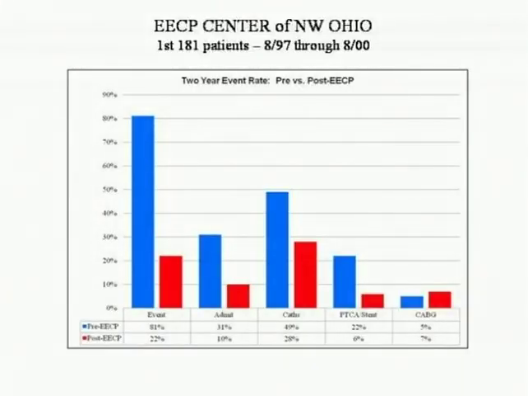Let's look at 2-year event rate before and after undergoing ECP at the ECP Center of Northwest Ohio. Before ECP, this was a sick group. 81% had some form of event, revascularization, hospital stay, etc. Post-ECP, over 2 years, it's down to 22%. Hospital admission falls from 31 to 10%. Heart catheterization from 49 to 28%. Angioplasty or stent from 22 to 6%. Bypass about the same, 5 and 7%.